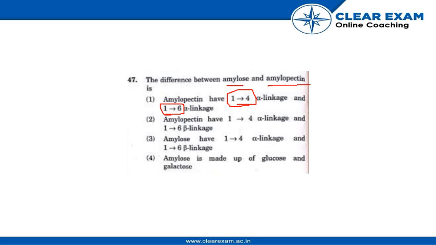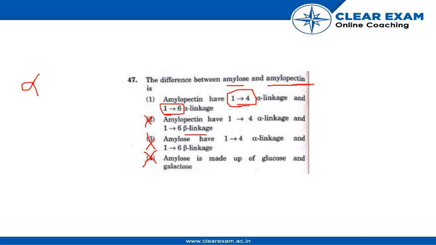Amylose and amylopectin both are polymers of alpha D glucose, so beta link is not possible. So second and third will not be possible because there is no beta link, and fourth will also not be possible because it is not made up of glucose and galactose.